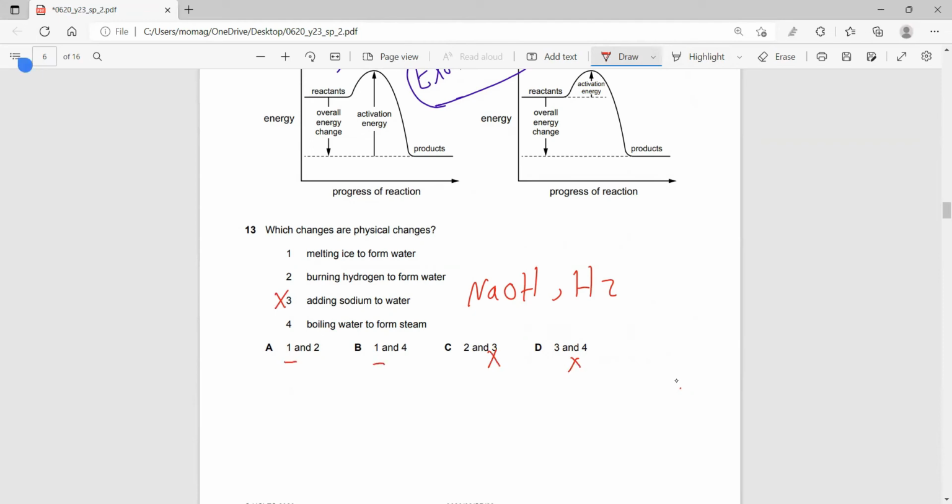By the way, for sciences, chemistry, physics, biology, we have to go for elimination. What is meant by elimination? We cancel out wrong options to figure out the correct one. Okay? So 3 is out. 1 is a must. So either 2 or 4. Boiling water to make steam or burning hydrogen. If you burn hydrogen, that gives a new compound, water. So this is chemical. So we need a physical change, which is number 4.